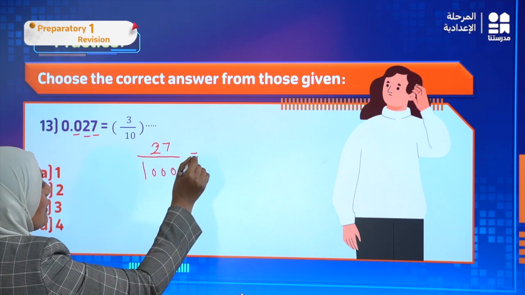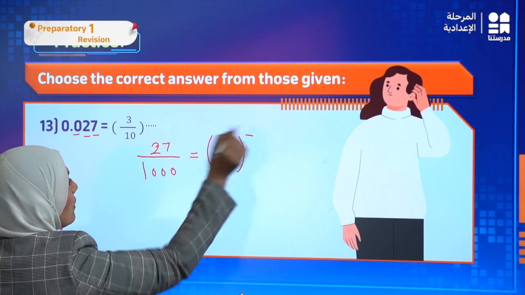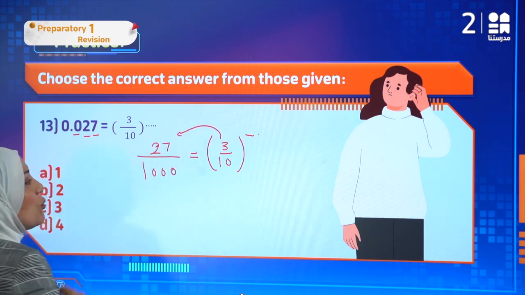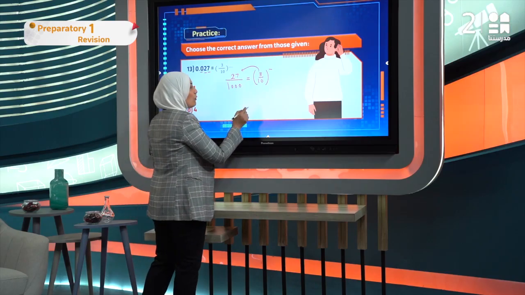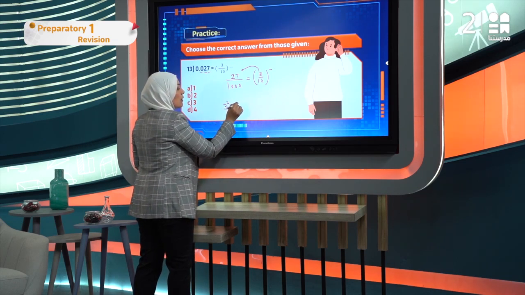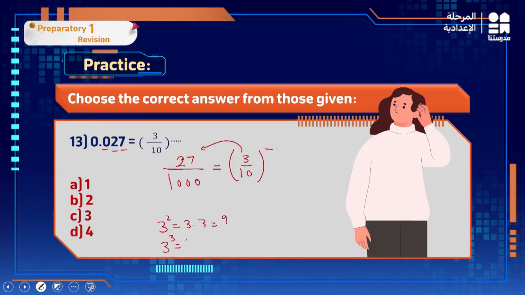Okay. And it is equal to 27 over 10 to the power of what? Let me ask you now. 3, how can I convert it to be 27? 3 to the power of what equals 27? 3 to the power of 2, it means 3 times 3, which is 9. 3 to the power of 3, it means 3 times 3 times 3. The first 3 and 3 will give us 9. 9 times 3 is 27. Okay, so the correct answer is to the power of 3.